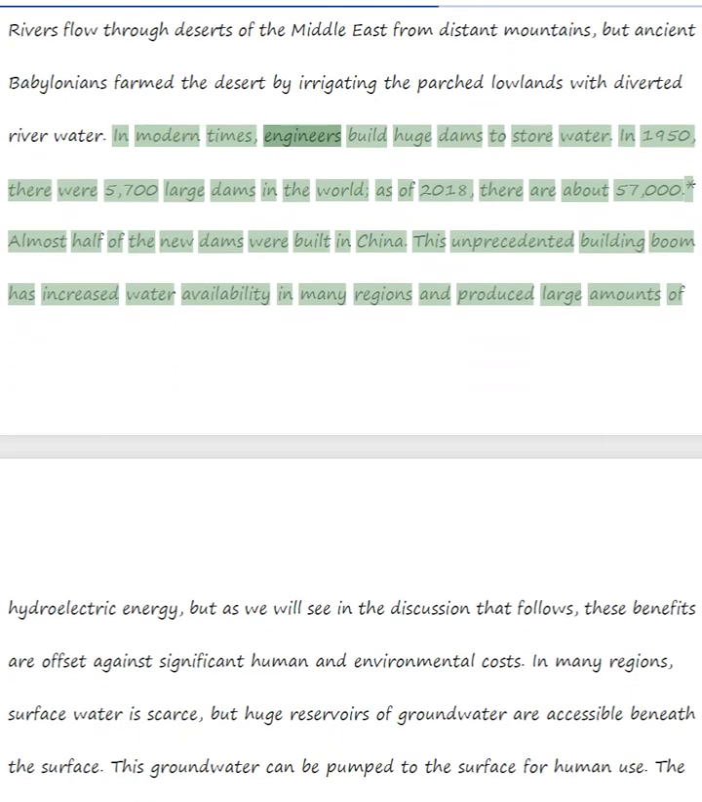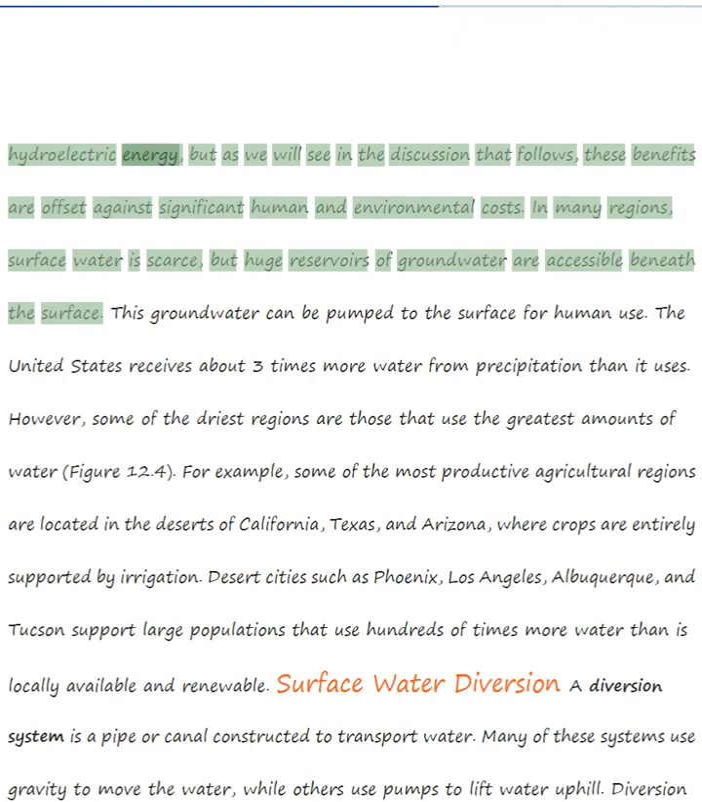In modern times, engineers build huge dams to store water. In 1950, there were 5,700 large dams in the world. As of 2018, there are about 57,000. Almost half of the new dams were built in China. This unprecedented building boom has increased water availability in many regions and produced large amounts of hydroelectric energy, but as we will see in the discussion that follows, these benefits are offset against significant human and environmental costs.